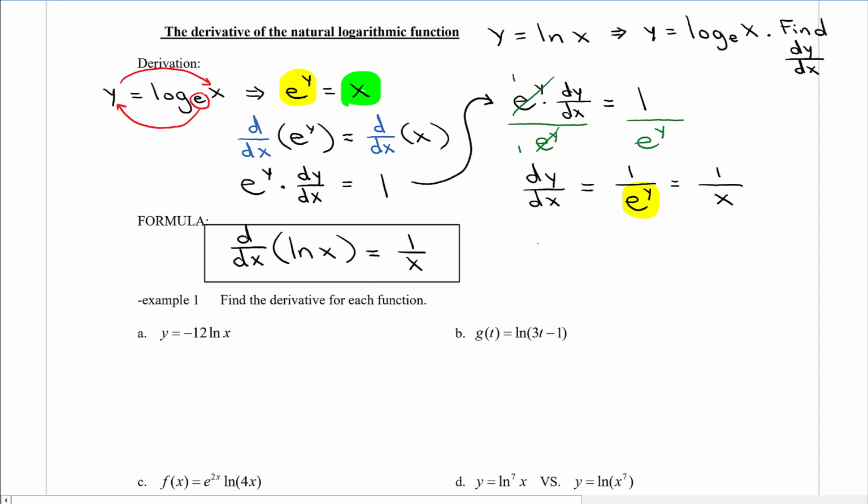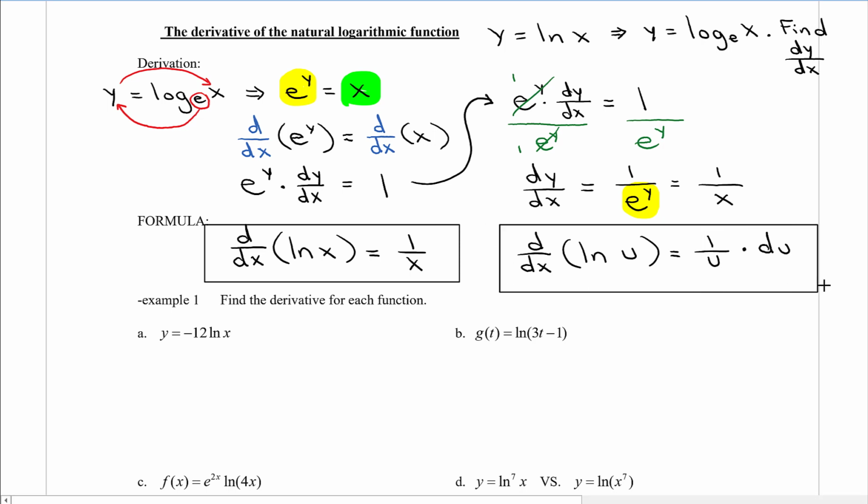I'm also going to write down that the derivative with respect to x of the natural log of u is going to be equal to 1 over u times du, and we're going to go ahead and box that formula in as well. Now that we have the derivatives for our natural logarithmic functions, we're going to go ahead and move on to some examples.